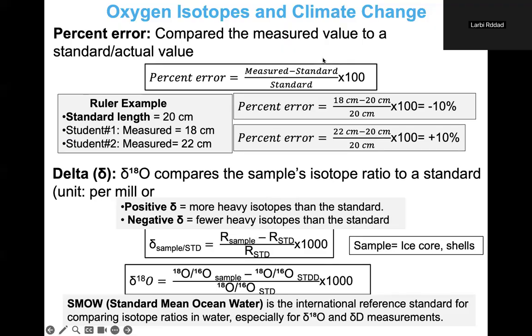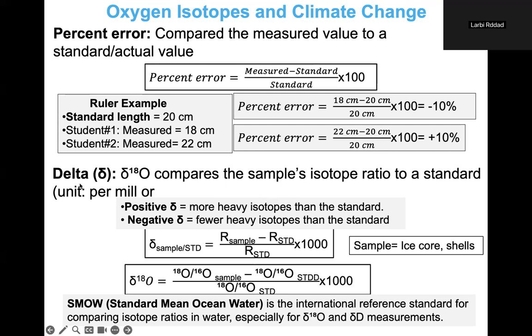Previously, we talked about the periods of cooling and periods of warm climate. And we see that the ratio O18 over O16 changes. So now we're going to be able to use those isotopes to tell us about the climate. But we use a notation called delta that gives us an idea about how our values compare to a standard.